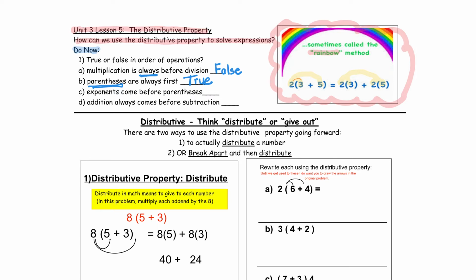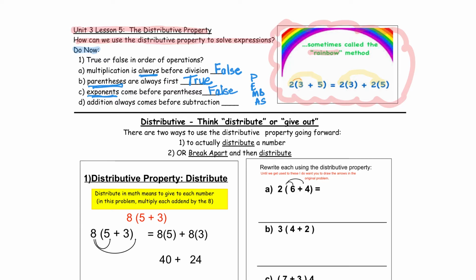Awesome. Letter C, exponents. Let's talk about exponents. Exponents come before parentheses. Well, think about it. If we write out the word over here, PEMDAS, and by the way, that's a great strategy, we can see that exponents come after, so this would be false. If you said false, you were correct.